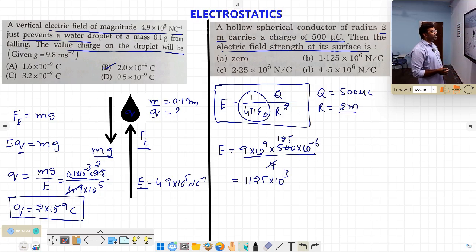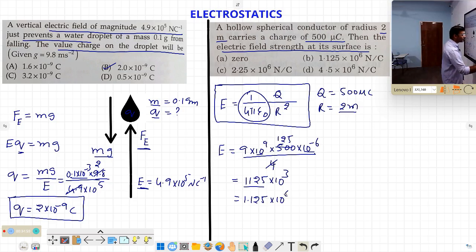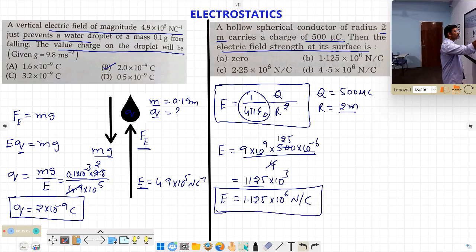So 1125 into 10 power 3 means, what way can I write it? By keeping the 3 decimal points extra. There are no decimal points, we have a 10 power 3, so I can write 1.125 into 10 power 6. So this is electrical intensity in terms of Newton per Coulomb. So which option is correct? If you see the options, the second option is correct, that is 1.125 into 10 power 6 Newton per Coulomb is the answer for this question.